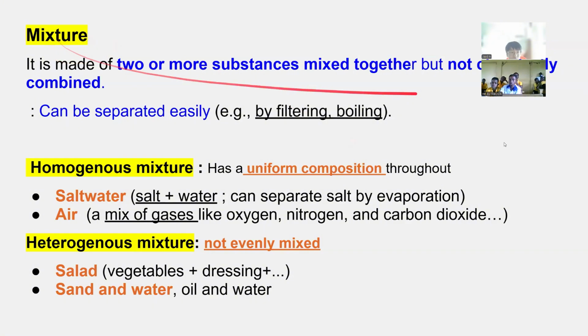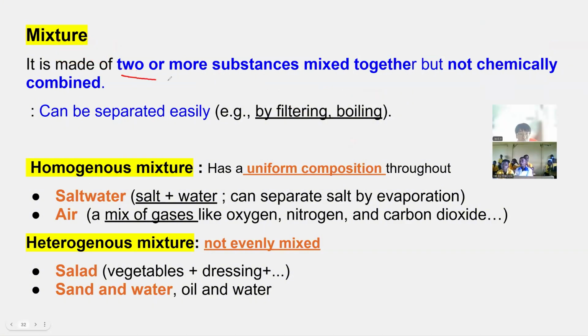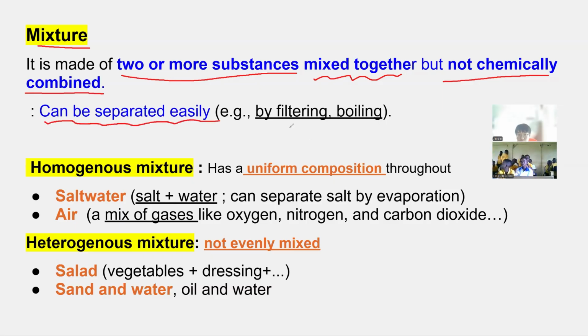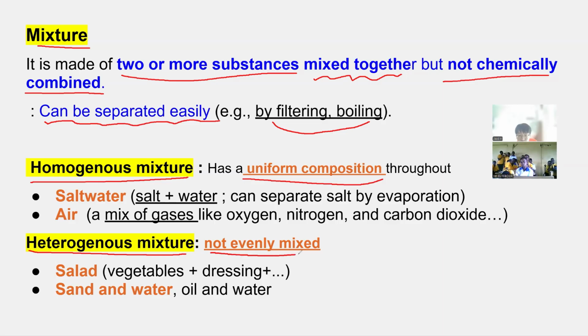Again, a mixture is made up of two or more substances mixed together. But remember, mixtures are not mixed together chemically. A mixture can be easily separated, like by filtering or boiling. And again, homogeneous mixture, heterogeneous mixture, we already talked about. Homogeneous: uniform composition, mixed thoroughly. Heterogeneous mixture: not mixed thoroughly.